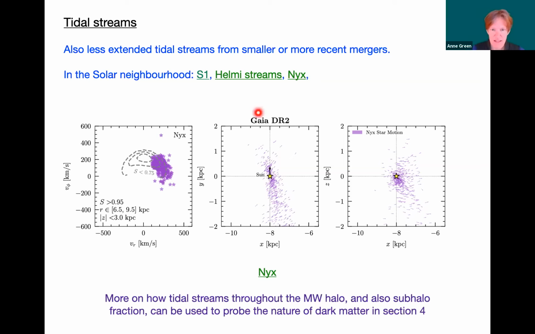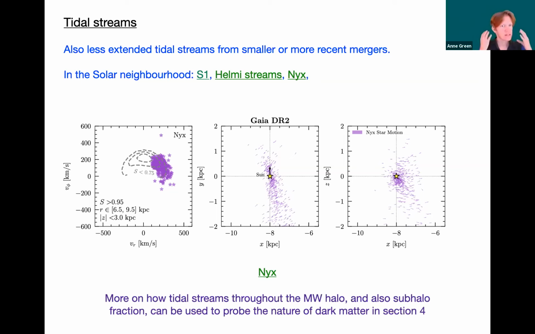And so this is data from Gaia for that latest stream. There are three things here. The part on the left is the radial and theta components of the velocity. So you see this is really a very coherent feature where all the stars have similar velocities. And then the other two panels are the position distributions in X and Y and X and Z. And so again, you're seeing that tidal streams are really quite coherent features.